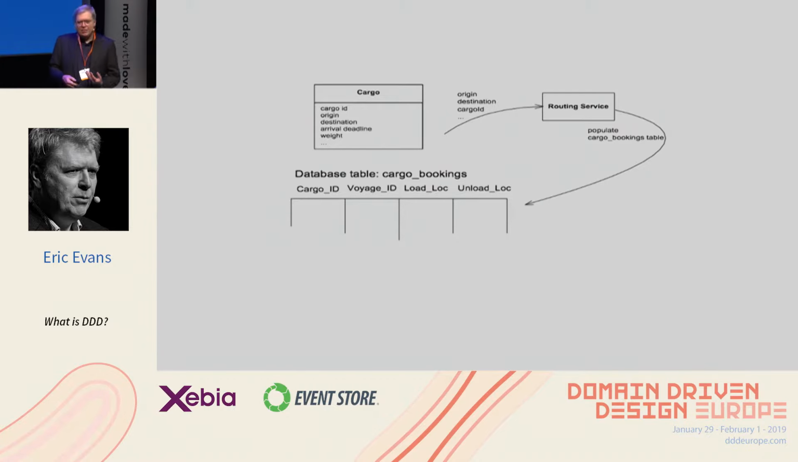Then they pass that information to a service called the routing service. And that service will figure out the steps, right? Which actual vessel voyages, which ships at which times, can actually take the cargo from its origin to its destination. And as it does that, it puts its answers into a database table called cargo bookings.